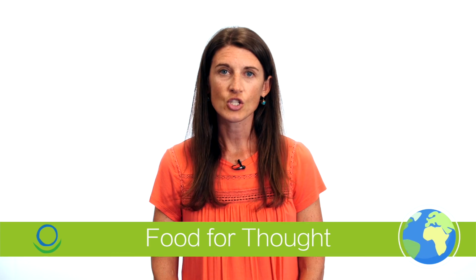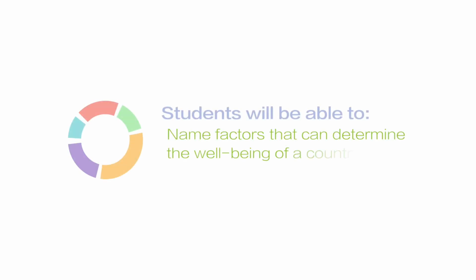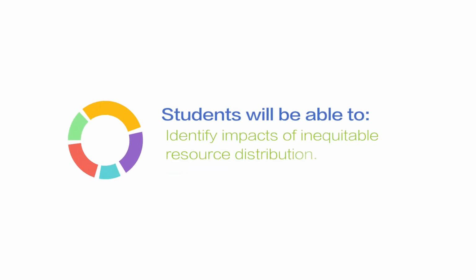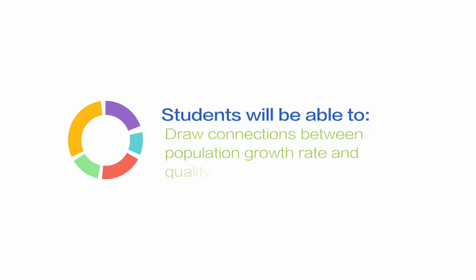In this lesson, students act as residents of 5 regions of the world and compare statistics that affect people's health and well-being. After completing this lesson, students will be able to name factors that can determine the well-being of a country or region, identify impacts of inequitable resource distribution, and draw connections between population growth rate and quality of life indicators like wealth, health, education, and energy use.